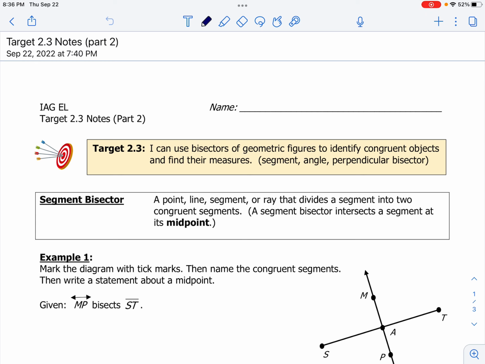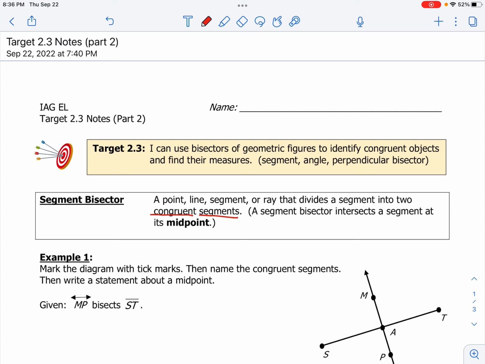So we're going to first start with a segment bisector. Remember that bisect means to cut in half. And the key words in our definition are congruent segments. So a segment bisector is a point, line, segment, or ray that divides one segment into two congruent segments.